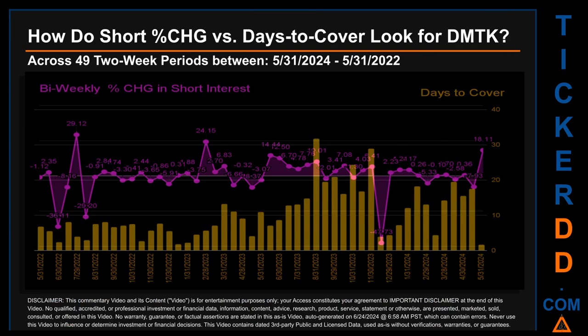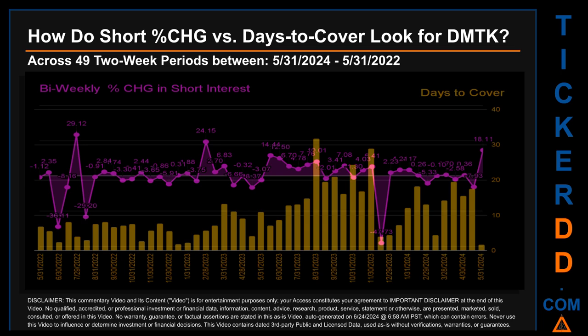Zooming out, I looked across 49 2-week snapshots, from latest found, May 31, 2024 to oldest found, May 31, 2022. In the graph, I overlaid bi-weekly percentage change in short interest against days to cover. Across these 49 2-week snapshots, the average percentage change of short interest was about 0.01%. Other interesting data points include: the largest percentage increase in short interest was 29.12%. It occurred once on July 29, 2022 settlement date.